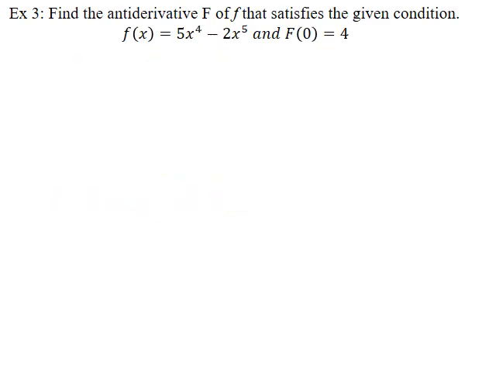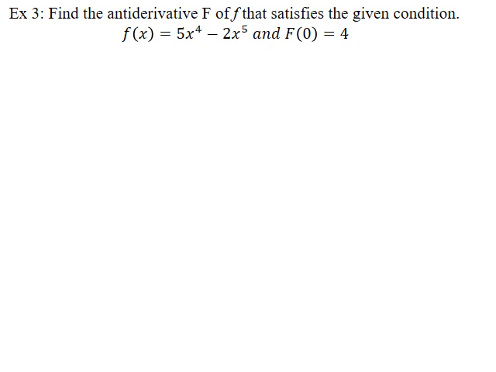All right, so for the first time, let me show you an example of where you can actually solve for these constants. So here's our first one. Find the antiderivative capital F of little f that satisfies the given condition. So little f of x is 5x to the 4th minus 2x to the 5th, and capital F of 0 is equal to 4. Now, don't worry about that extra term yet. We'll get to that in a second.